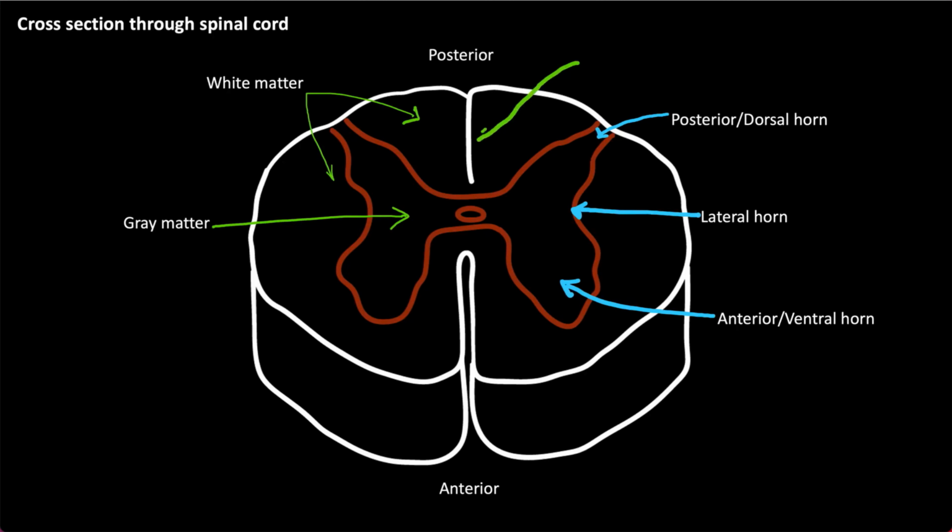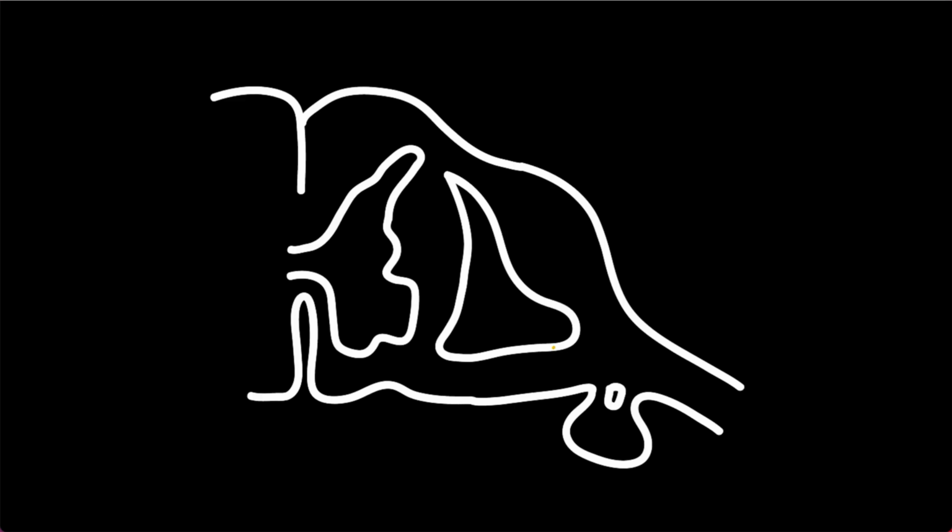After seeing that, posteriorly you can see there is a sulcus. We call it the posterior median sulcus, and anteriorly we don't have a sulcus but we have the anterior median fissure. So now, from this section, let's look further. What we have done is derive these spinal nerves.